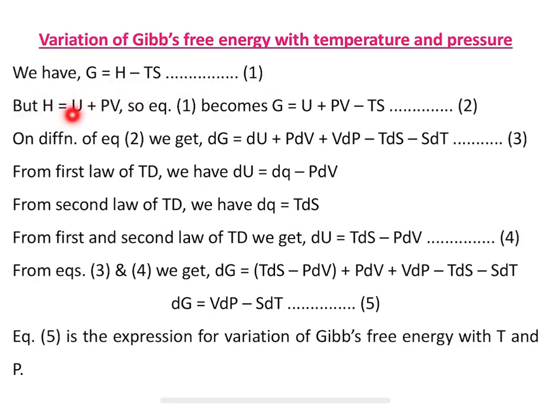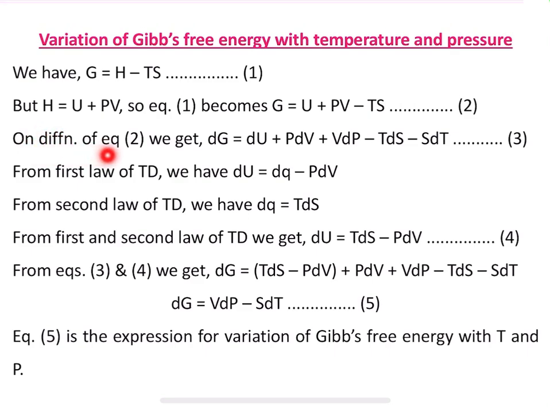According to the definition of enthalpy we know that H is equal to U plus PV. So this is how we define H. Substitute this value, H is equal to U plus PV, in equation 1. What I am going to get is G is equal to U plus PV minus TS. Let me call this equation number 2. Okay, so this is the first step we have to do here.